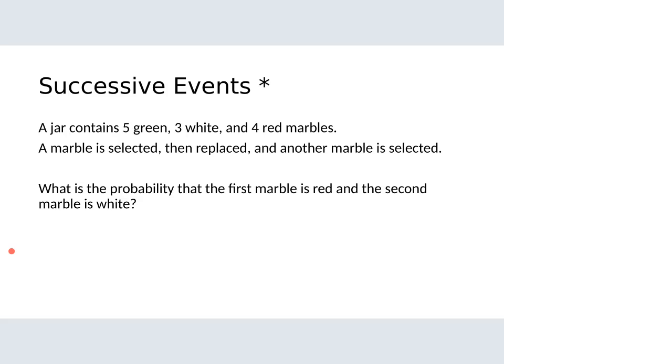So we've got this jar with marbles in it, and we pick a marble out, put it back in the jar, pick another marble out. What's the probability we get red followed by white?